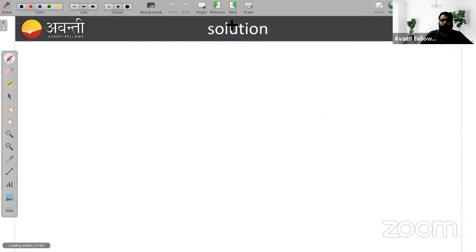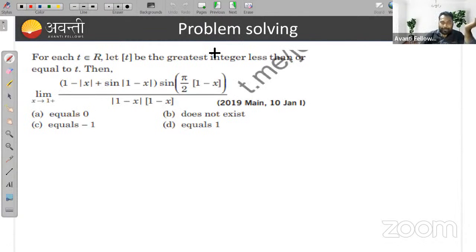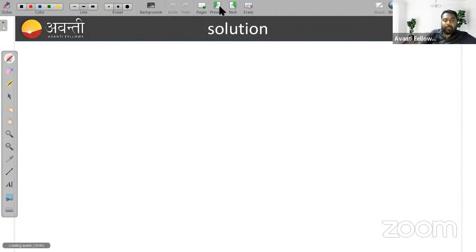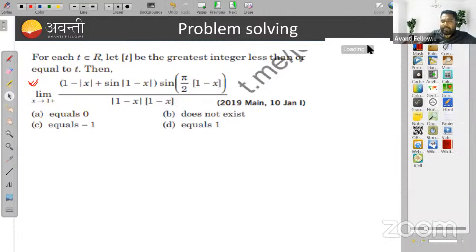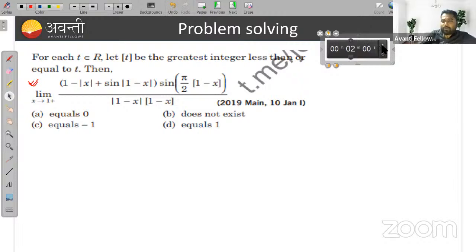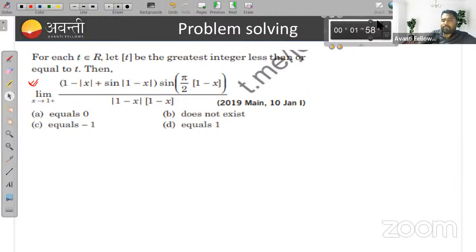What is the next question here? See, here also we have the modulus function, greatest integer function, all these things. So what is given to me? You have to evaluate the limit as x tends to 1 plus, right? And for this question also you have 2 minutes. Let's try to solve this question. Your time starts now. You can start solving.